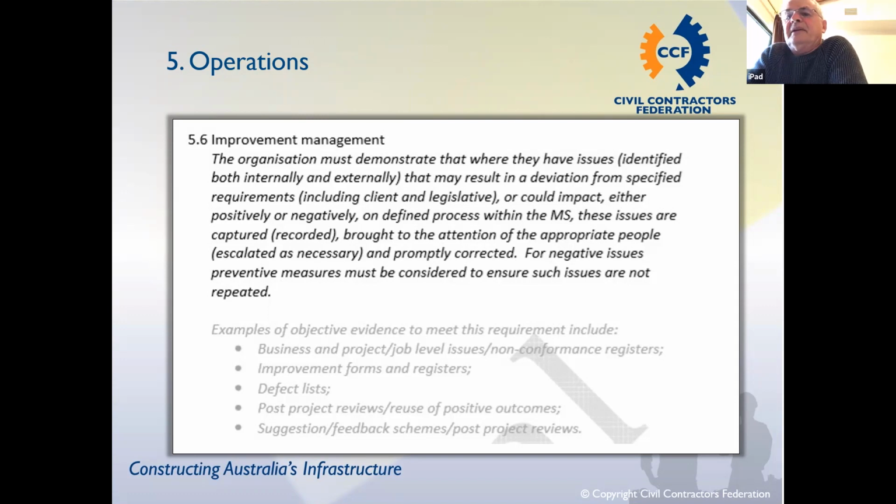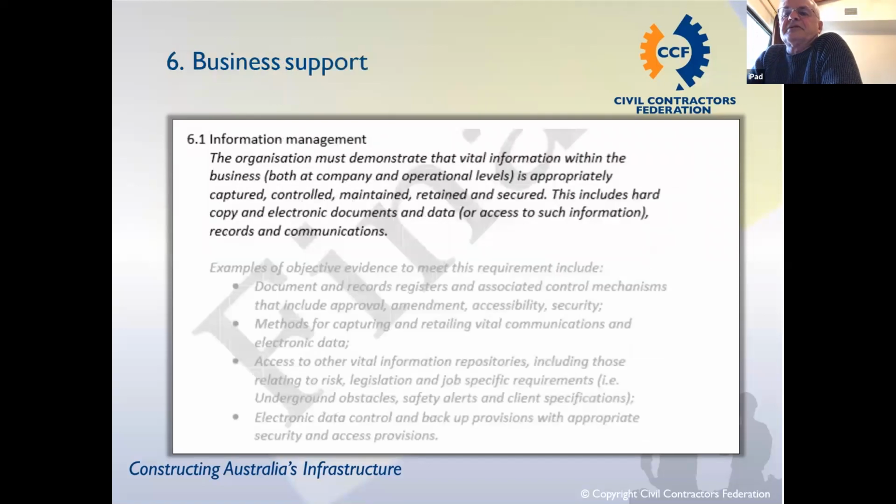So you've got to show some evidence that you've actually got a process in place to identify an area that's gone off the rails, how you're going to fix it, and what the end result is. So you can see there some of the examples of evidence that you might have: your business and project job level issues, non-conformance registers, improvement forms and registers, defects lists, post-project reviews and reuse of positive outcomes, suggestion and feedback schemes, positive project reviews. So there's a number of, that's what they call continual improvement of your business.